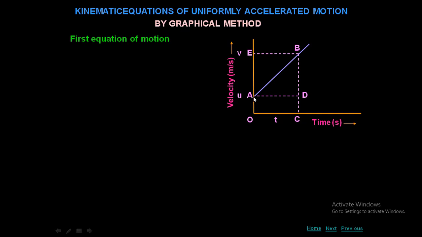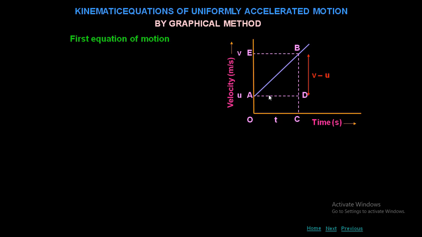Now draw a line from point A parallel to the x-axis such that it meets the line BC at a point called D. Now OC and AD are parallel to one another, and EB is also parallel. So OC equals AD equals EB, which is nothing but time. Now OE is V, OA is U. So what will be AE, which is equal to BD? BD equals AE, which is V minus U.